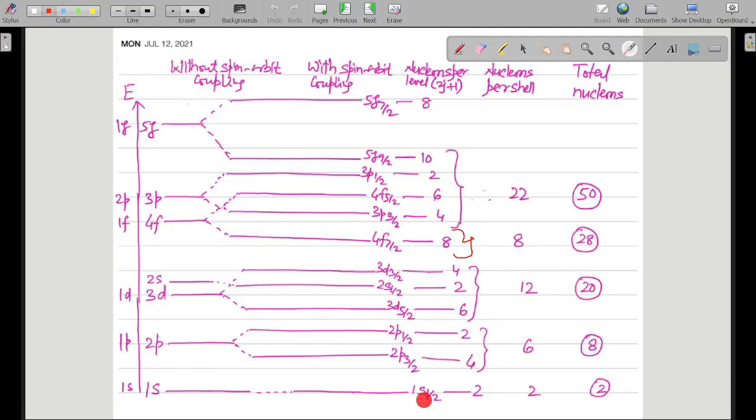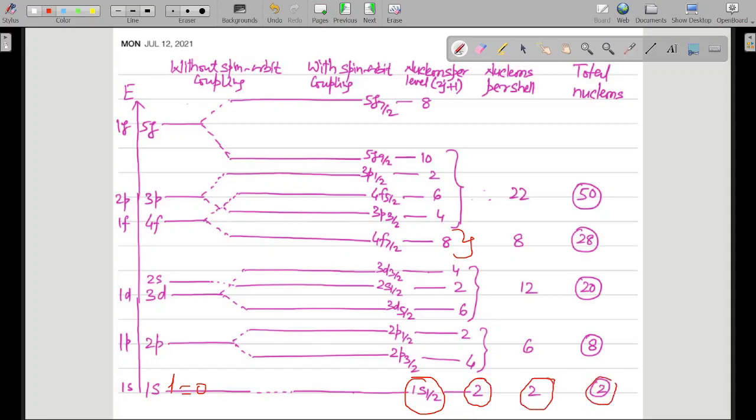So 1s will not undergo splitting. You know this very well that the s subshell has L equal to 0, and for L equal to 0 there is no splitting, so only one energy level. It will have only one J value, J equal to half. So the number of nucleons is 2J plus 1, which is 2 into half plus 1, equal to 2. So the total number of nucleons is 2.